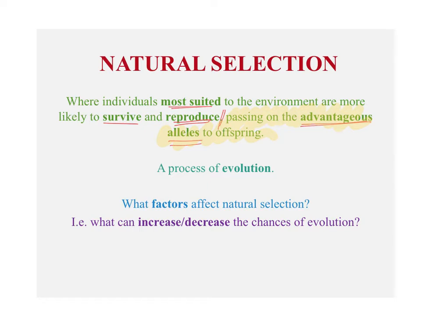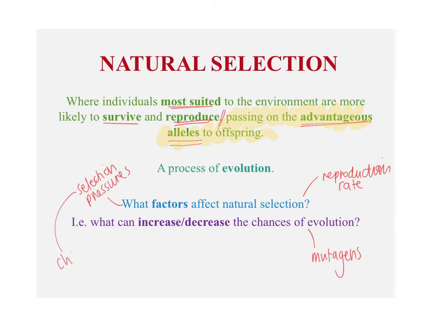Now, there are a few things you could consider. You might want to consider something like reproduction rate, because the more babies I have, the more likelihood there is that a mutation is going to occur. You might also talk about mutagens, so whether we're exposed to them, for example. You might also consider the selection pressures and also how often they change.